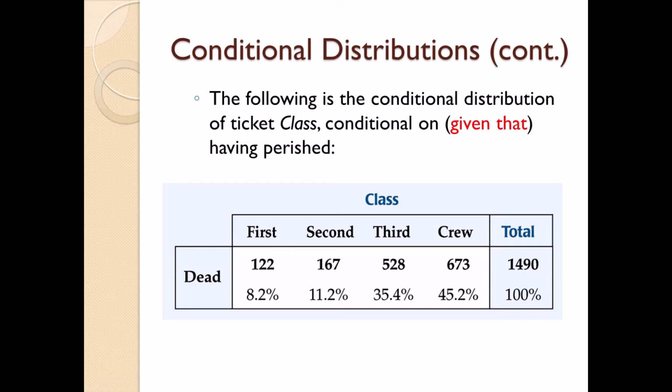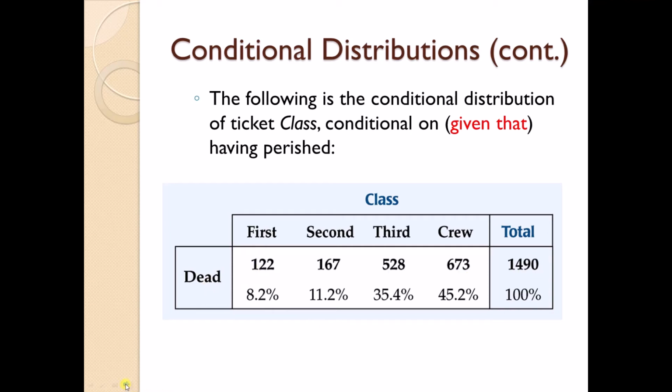So the following is the conditional distribution of ticket class given having perished. All right. So we can figure these all out. For third class, 528 out of 1,490 is 35.4. 122 out of 1,490 is 8.2. And that would be the percent of the first class passengers given that they had died. So we cross out those that lived, and this is the world we're in.